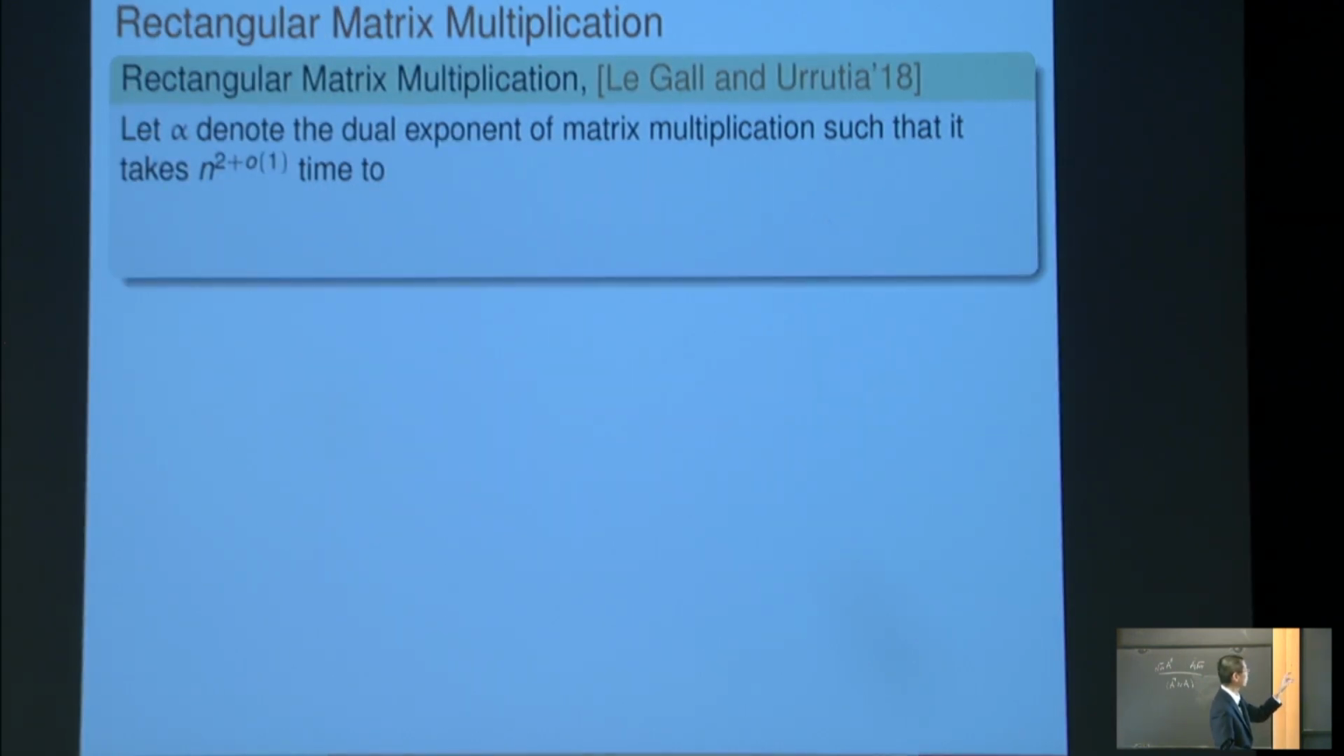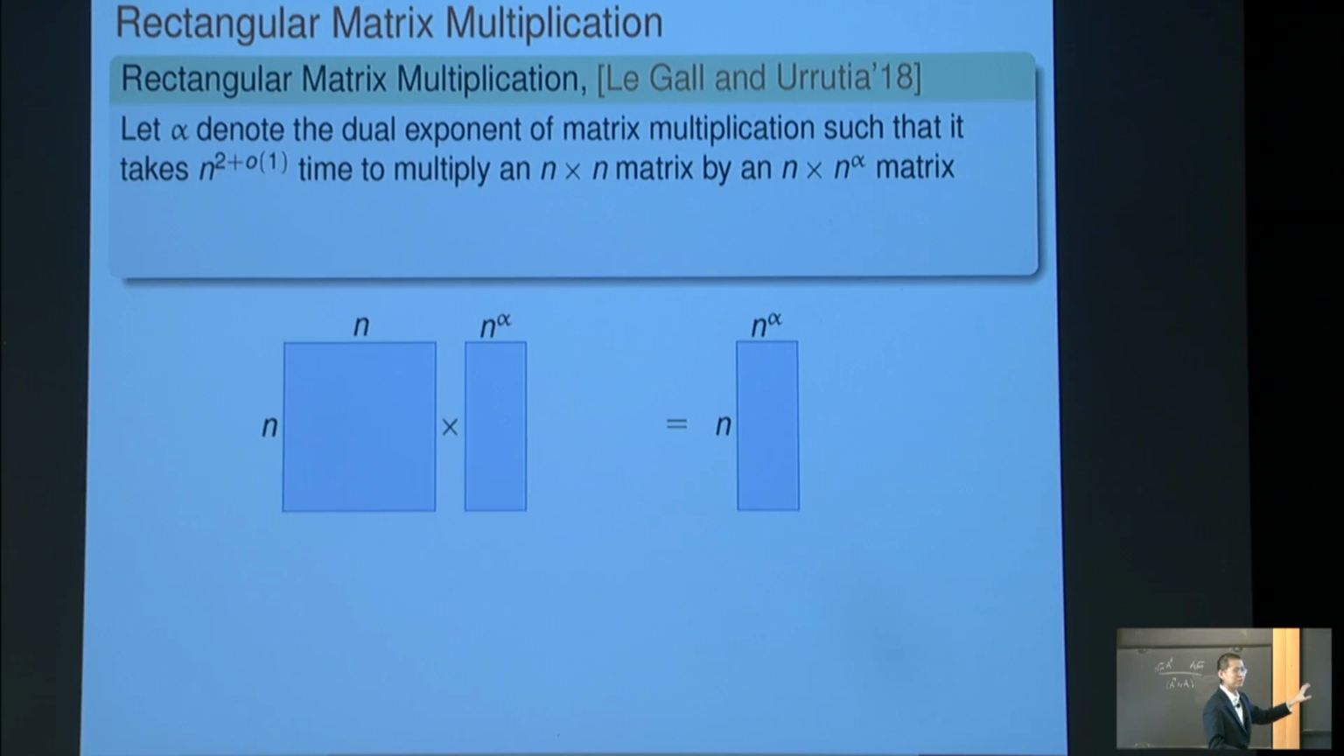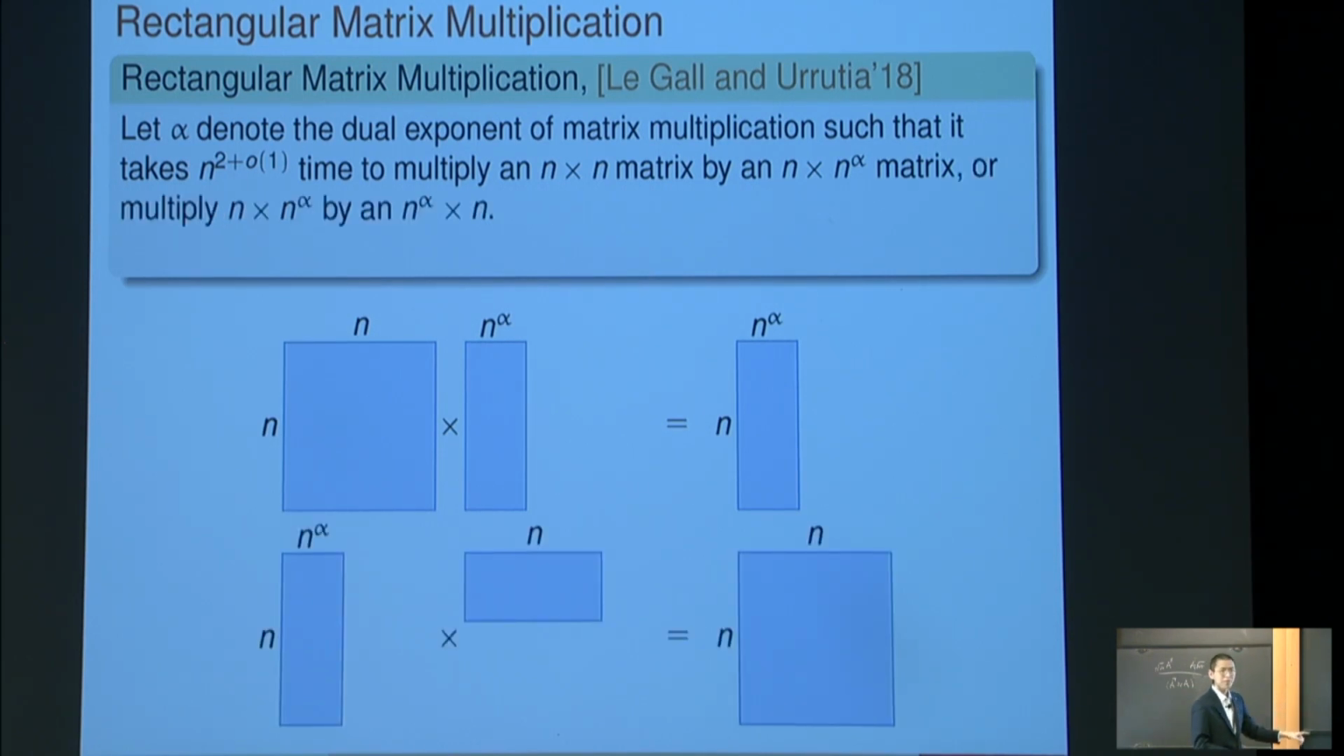And instead, you want to multiply one square matrix with another rectangular matrix. The surprising thing here is, even if alpha is bigger, something like 0.1 or 0.3, this only takes n squared time to do. This is called rectangular matrix multiplication.